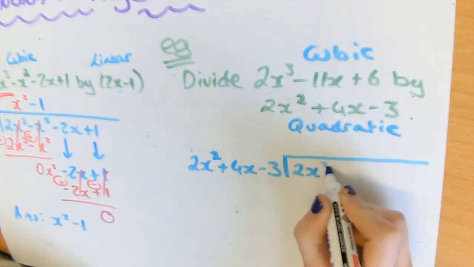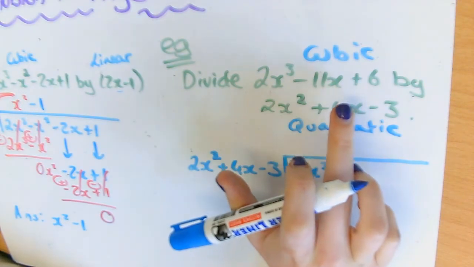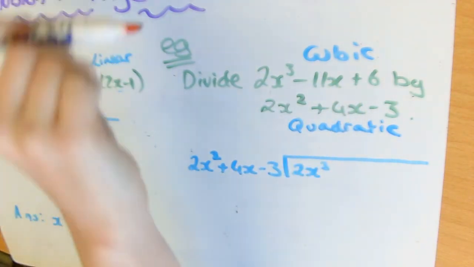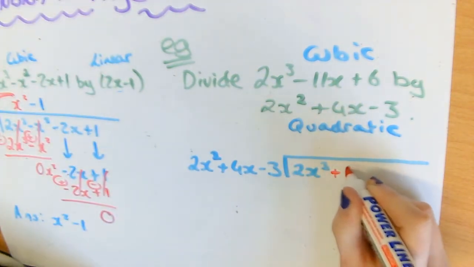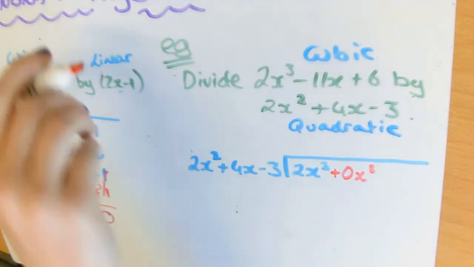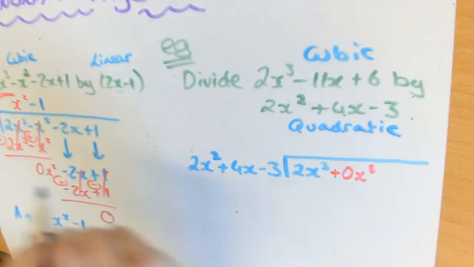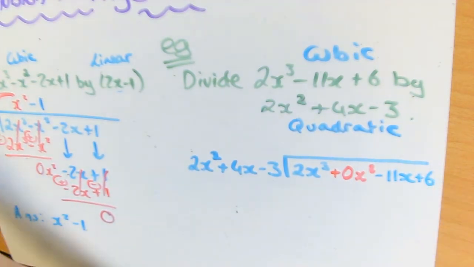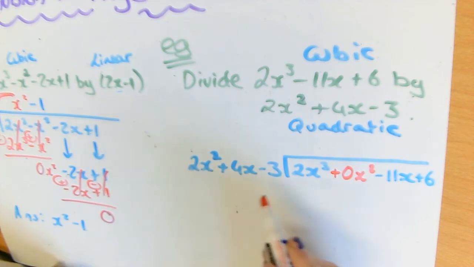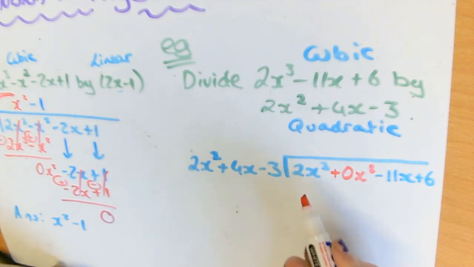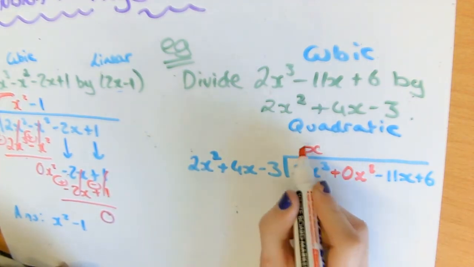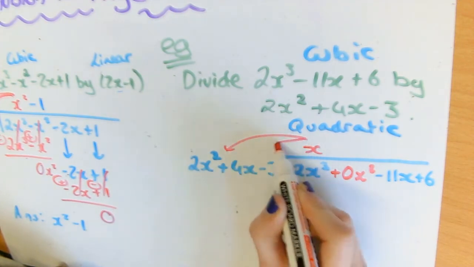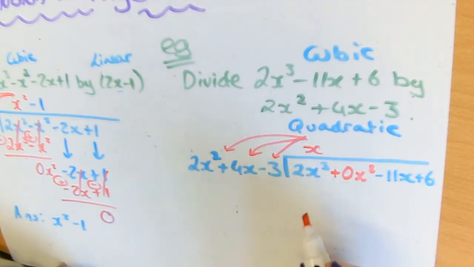2x cubed. Now I can see usually between a cubed and an x, I have an x squared, which I don't have here. So I'm going to add in plus 0x squared to help me with my division. Minus 11x plus 6. And now we're going to start the same way. So what do I multiply 2x squared by to get 2x cubed? Just a little x. So x by 2x squared, by 4x, by minus 3.